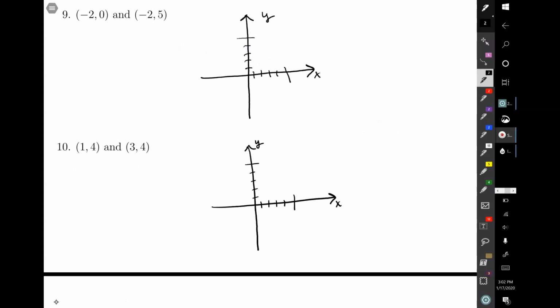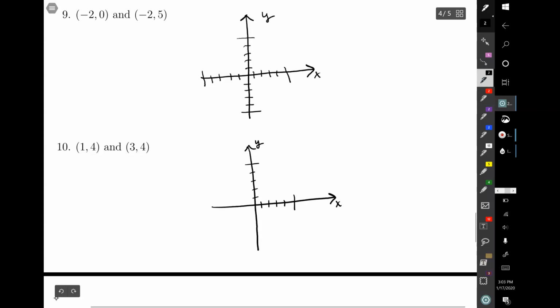I just have a few more things to do. We have number 9, -2, 0 and -2, 5. And it's asking you to just write the equation of the line for that. Well, first, if we sketch it, I think we might find that helpful. I made just a little grid, x and y axis with tick marks on it. And we're truly just sketching, nothing fancy here.